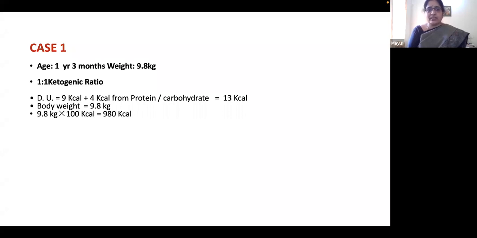So in total it becomes 13 kilocalories. And in this scenario, it is like 100 kilocalories per kg body weight up to 1 year. Usually it is like that. Then if we take it as 980 kilocalories, we have to divide it by the DU.